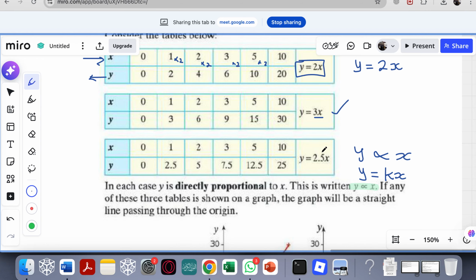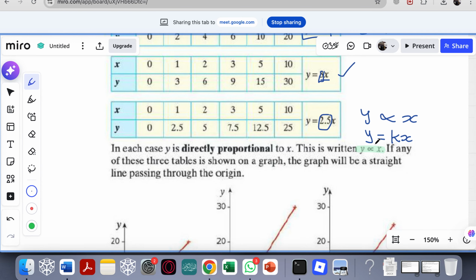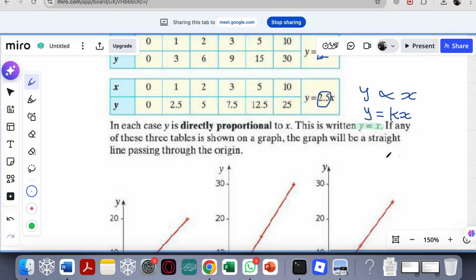For this function, the k is 2.5, meaning for every increment in x, y will be 2.5 times the value of x. For this one, the k is 3. It means for every increment in x, y will be 3 times that value of x. So this k is a scalar factor that determines the output. Whatever scalar is used to multiply x to get the output is called the k, the constant of proportionality.